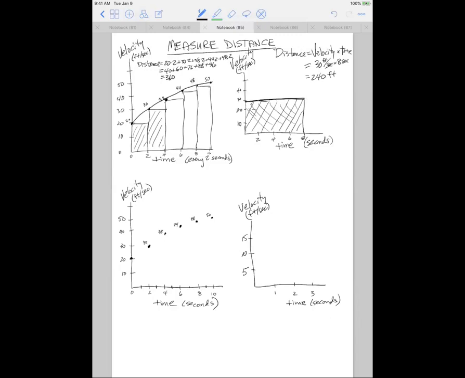Now let's check this out. What if we did the high end of each interval? Okay, let's check this out now. What would we get if we did the high end of each interval? Well, let's take a look at that.